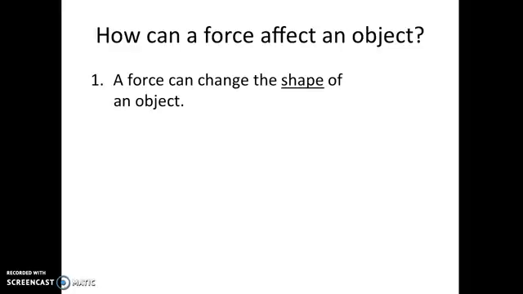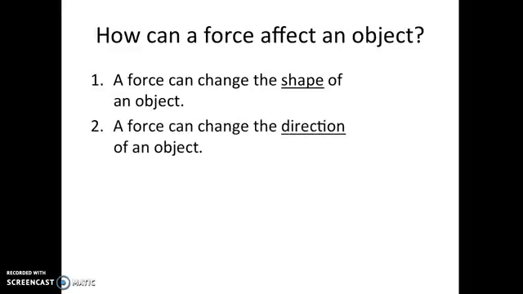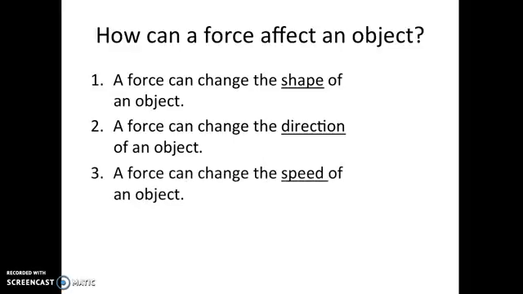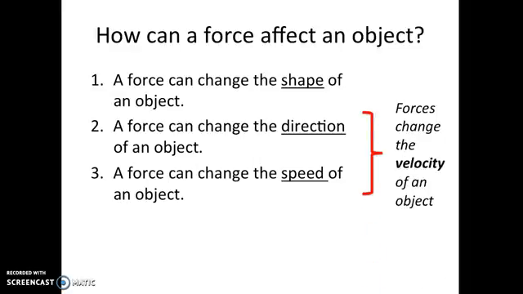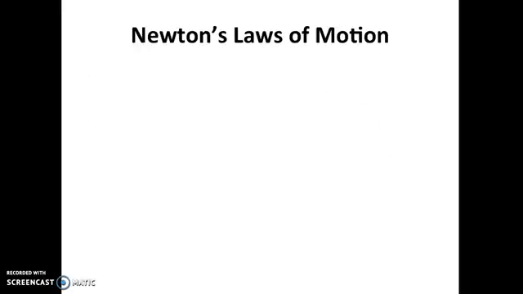First one is by changing the shape of the object. This is to do with elasticity and plasticity. That's all that material science we did back in January and February. I suggest you go and recap that if you're not sure what I'm talking about. The second thing is a force can change the direction of an object, so the direction that it's moving in, but a force can also change the speed of an object. And of course, the more savvy amongst you will have noticed, well, direction and speed, that's really just two simplified ways of saying that forces can change the velocity of an object. And Newton's laws talk about the effect of forces on the velocity and acceleration of objects.